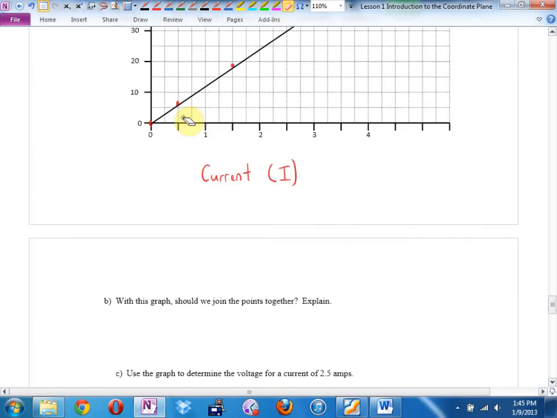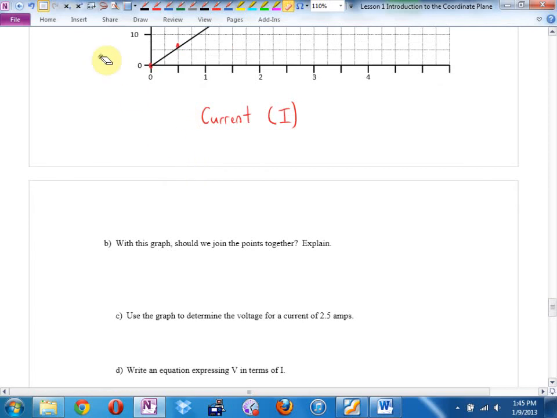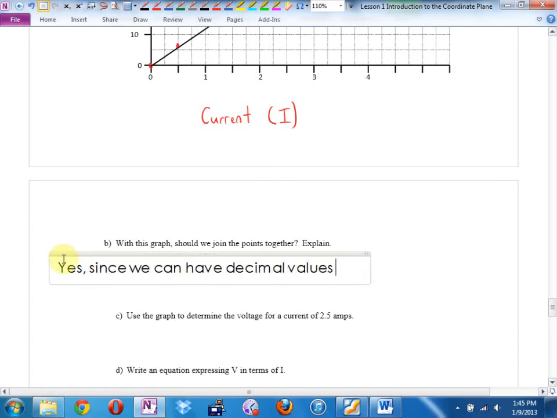So, with this graph, can we join these points together? What did we say? Yeah, since we can have decimal values for the voltage and for the current.